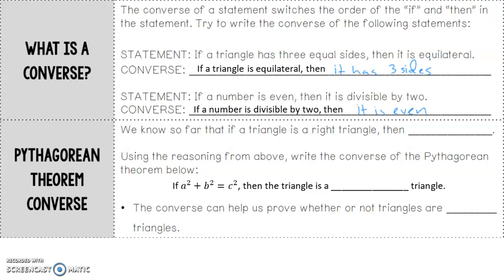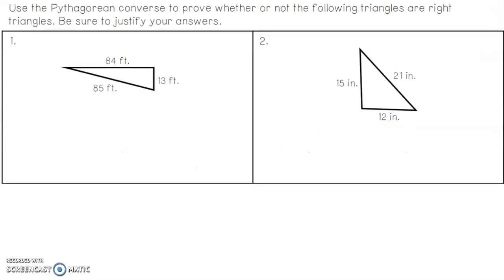So with triangles, we know that if a triangle is a right triangle, then a squared plus b squared equals c squared. So the converse of that would be if a squared plus b squared equals c squared, then the triangle is a right triangle. Today we're going to be using the converse to prove whether or not triangles are right triangles. Do they have that 90 degree angle? Because sometimes they might look like they are, but we now are mathematicians and we can prove whether they are or not.